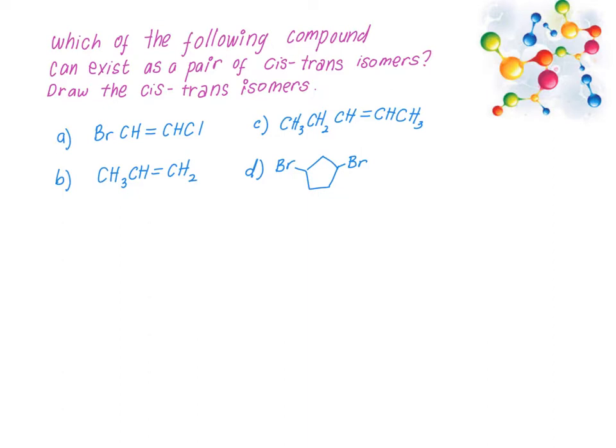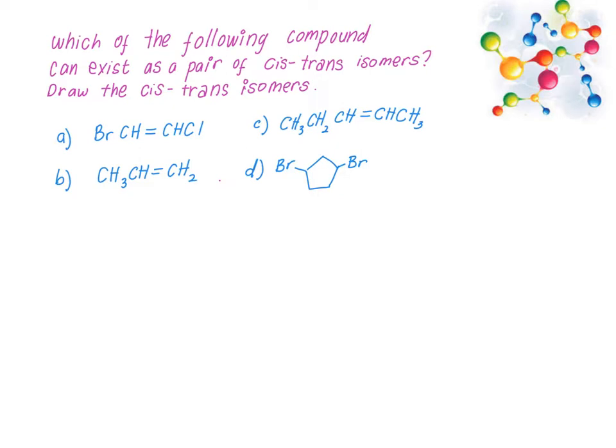Alright, so first we're going to begin with structure A. When you are given this structure, you have to determine whether it can form cis-trans isomers or not. So first, I'm going to draw structure A, expanding the structure.